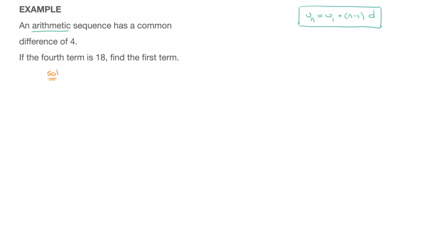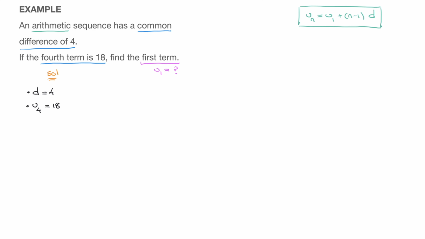I'll carry on and make note of some important information given in the question. Remember, we were told that the common difference of this sequence is equal to 4. And so I can already make a little bullet point here, and I'll write d, that's the common difference, equals 4. We were also told that the fourth term is 18, and so I'll write that as well: u sub 4 equals 18. And of course, we're asked to find the first term. The first term is typically written u sub 1, and so I can write u sub 1 equals question mark. That's what we need to find.